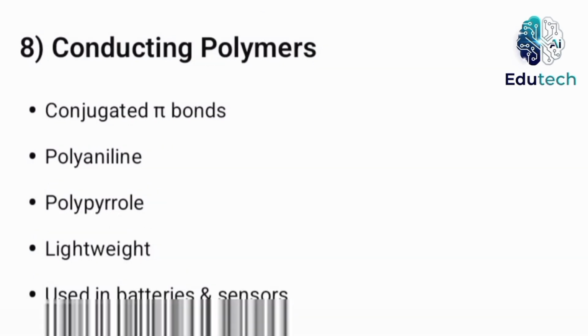properties. Explain conducting polymers with examples. Conducting polymers are organic polymers capable of conducting electricity due to the presence of conjugated double bonds in their structure. The overlapping of pi electrons allows charge mobility along the polymer chain. Important examples include polyaniline and polypyrrole. These polymers are synthesized by oxidative polymerization of their respective monomers. Conducting polymers are lightweight, flexible, and corrosion resistant. They are widely used in batteries, sensors, anti-static coatings, and electromagnetic shielding materials.